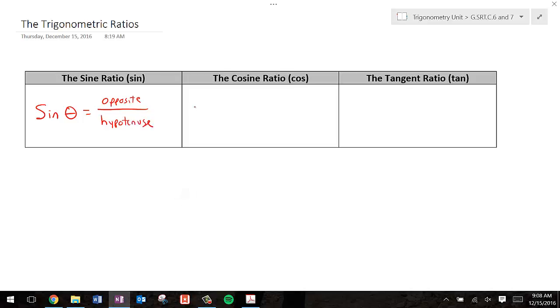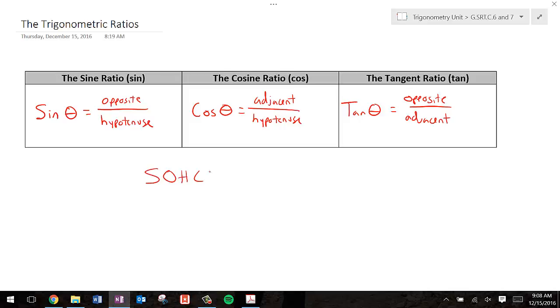Our cosine ratio, cosine of an angle theta, is going to be our adjacent side over our hypotenuse. And our final one, our tangent ratio, is going to be our opposite side over my adjacent side. Those three ratios together give us what we refer to as SOHCAHTOA. That's sine is opposite over hypotenuse, cosine adjacent over hypotenuse, tangent opposite over adjacent. It's just a little mnemonic device to remind us of what each of these values are.